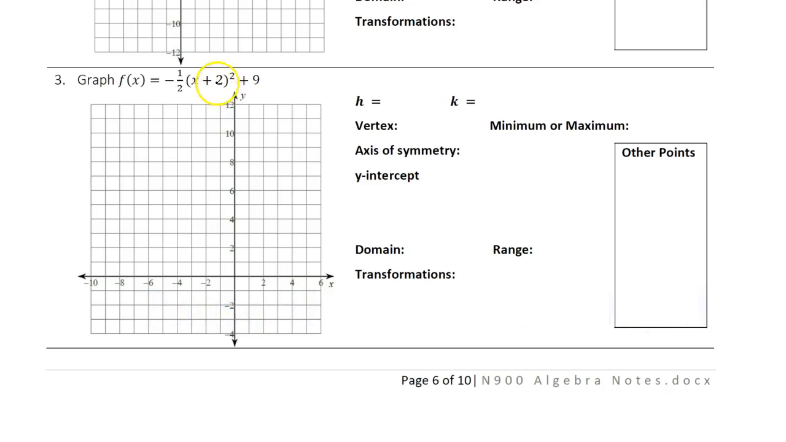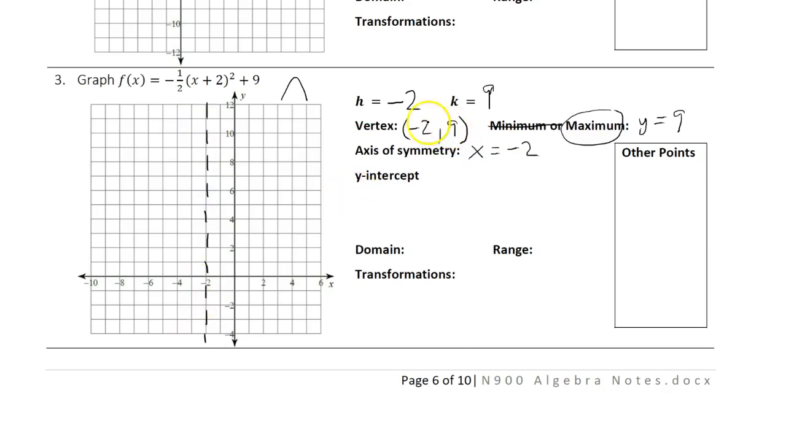Now that you have tried it, check your work. H is -2, K is 9. The vertex is (-2, 9). A is negative, so the parabola opens downwards with a maximum at y equals 9. The axis of symmetry is x equals -2. Graph the vertex and the axis of symmetry.